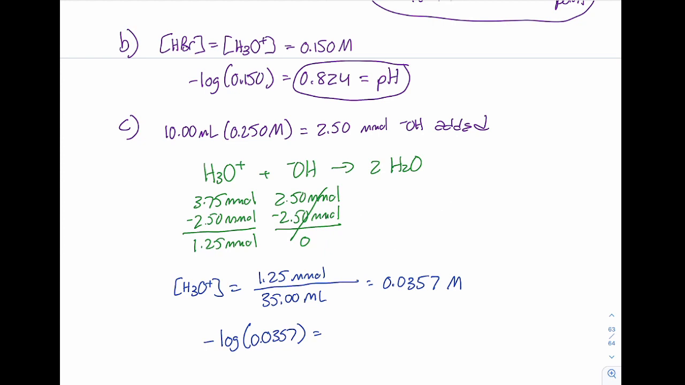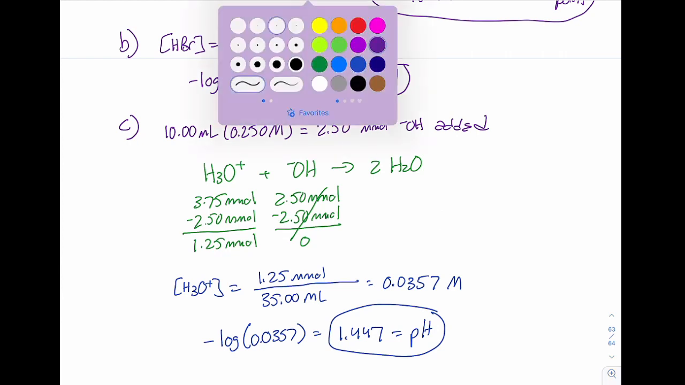And again, I'm keeping the whole number in my calculator when I do this. So if you're actually retyping in the 0.0357, you might come off a little bit different. So I got 1.447 for my pH. Again, watch your significant figures, right? I have 3 significant digits here. Only the ones after that decimal point count. So 3 significant digits. And then one more part for us, part D.